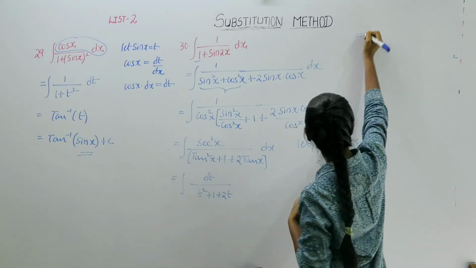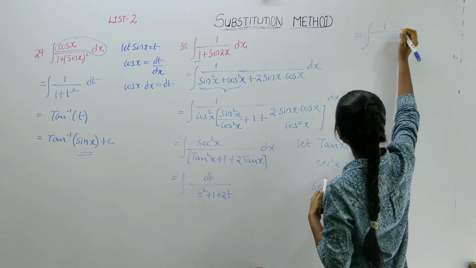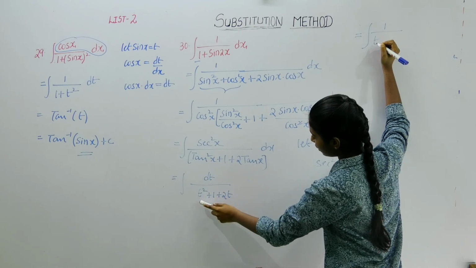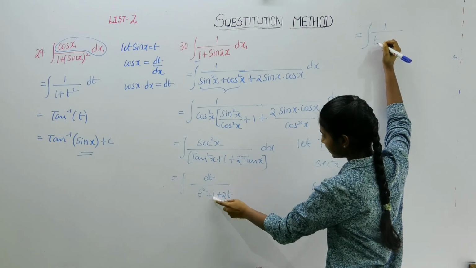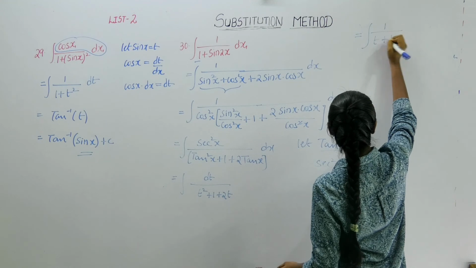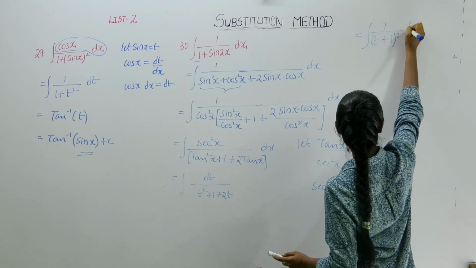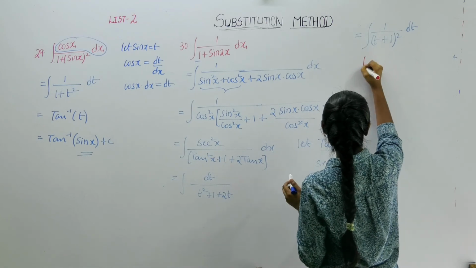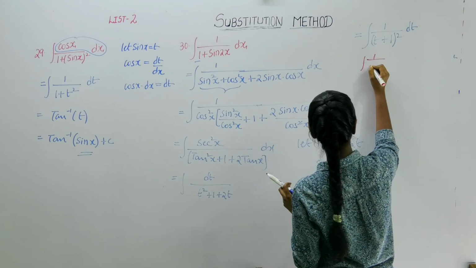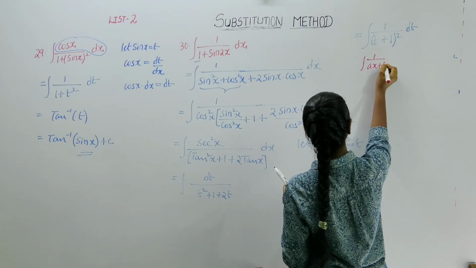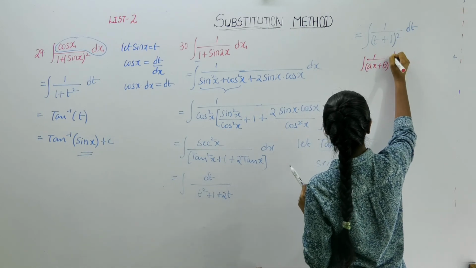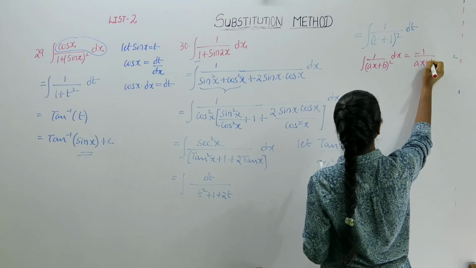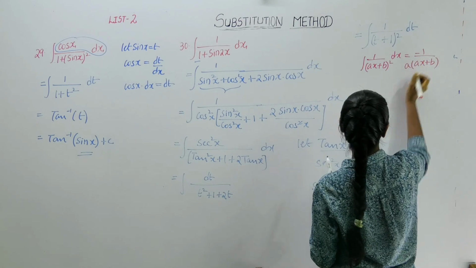Let me convey it here. Integral 1 by, now this can be written as, it is in the form of a square plus 2ab plus b square. So that is t plus 1 whole square dt. Now this is in the form of integral 1 by ax plus b whole square dx. It is equal to minus 1 by ax plus b into a.